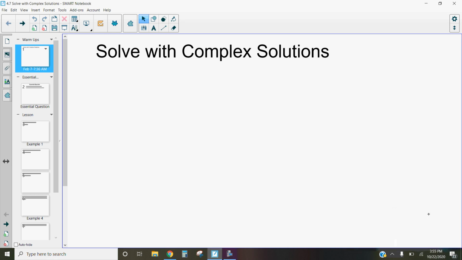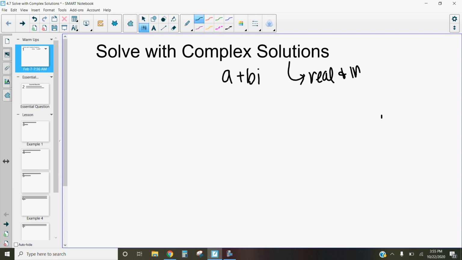Hi, this is Mrs. Kidman, and in this video, we're going to talk about how we can solve quadratic equations with complex solutions. So in our previous lesson, we discussed complex numbers and how complex numbers are numbers that have both a real part and an imaginary part. So when we talk about finding complex solutions, what that means is we're looking for both real and imaginary solutions.